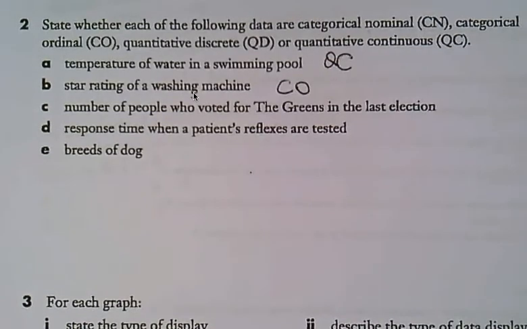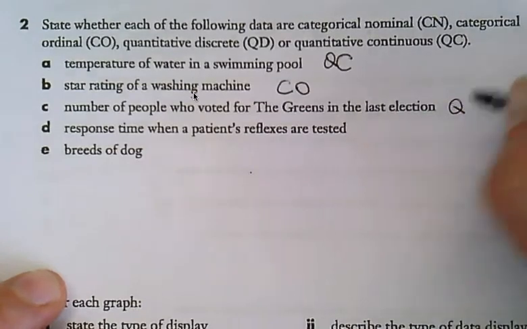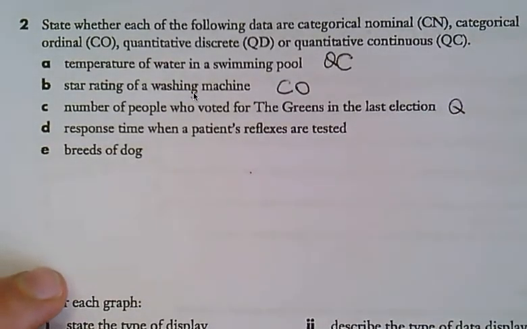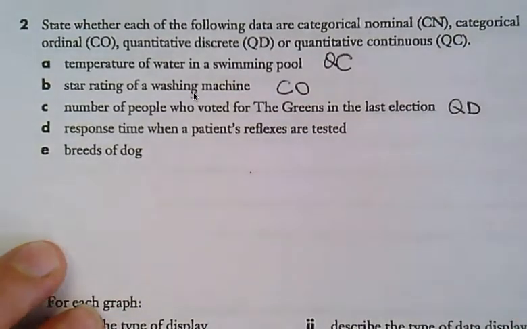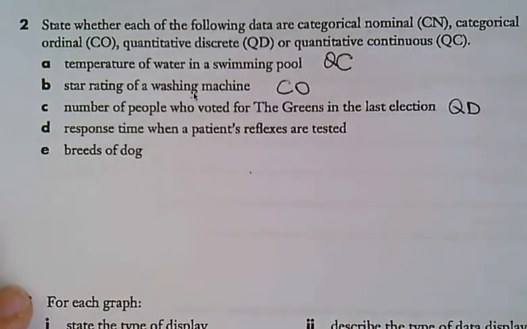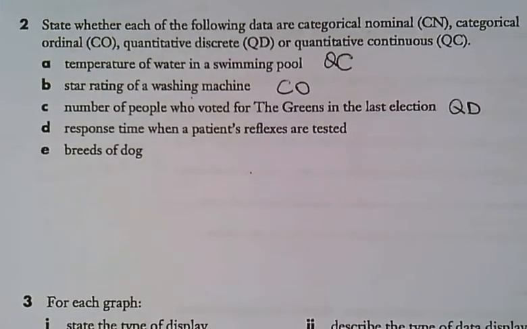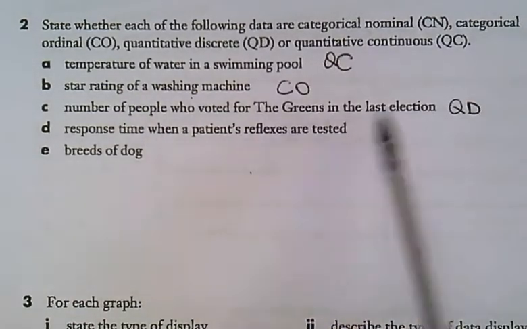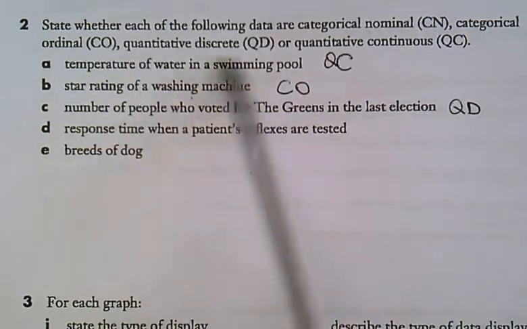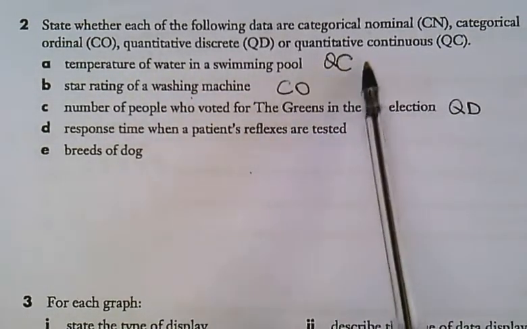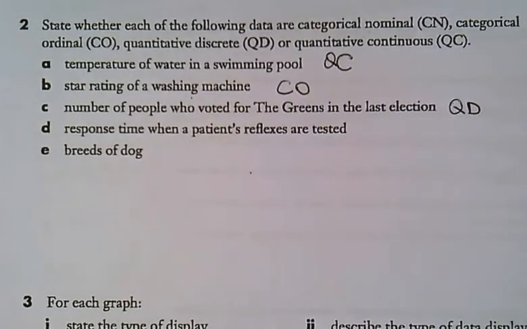Okay. All right. So the number of people who voted for the Greens. You'll give me an answer, wouldn't you? And you're counting people. Quantitative, it's a number. And discrete. Quantitative, discrete. So remember, quantitative is your answer if your answer is a number. And if you count, for example, the number of people, you're counting them, that's discrete. But if you're measuring off a scale, that's continuous, quantitative, continuous.